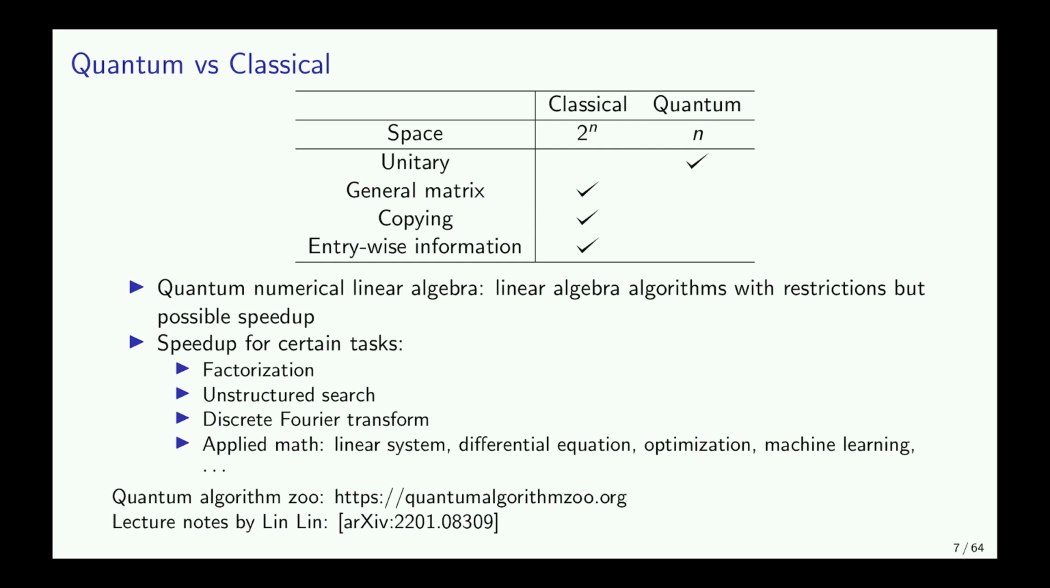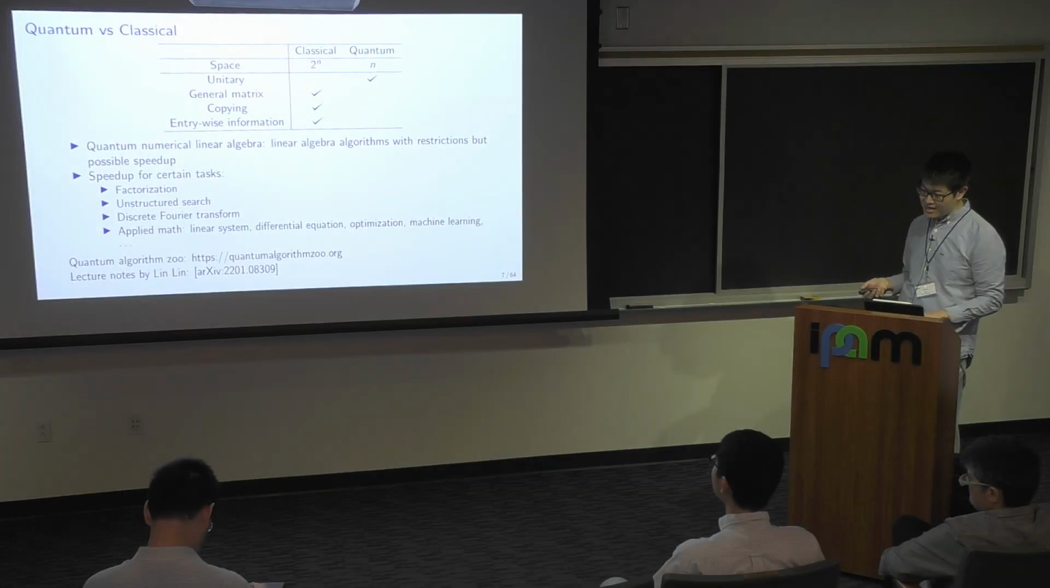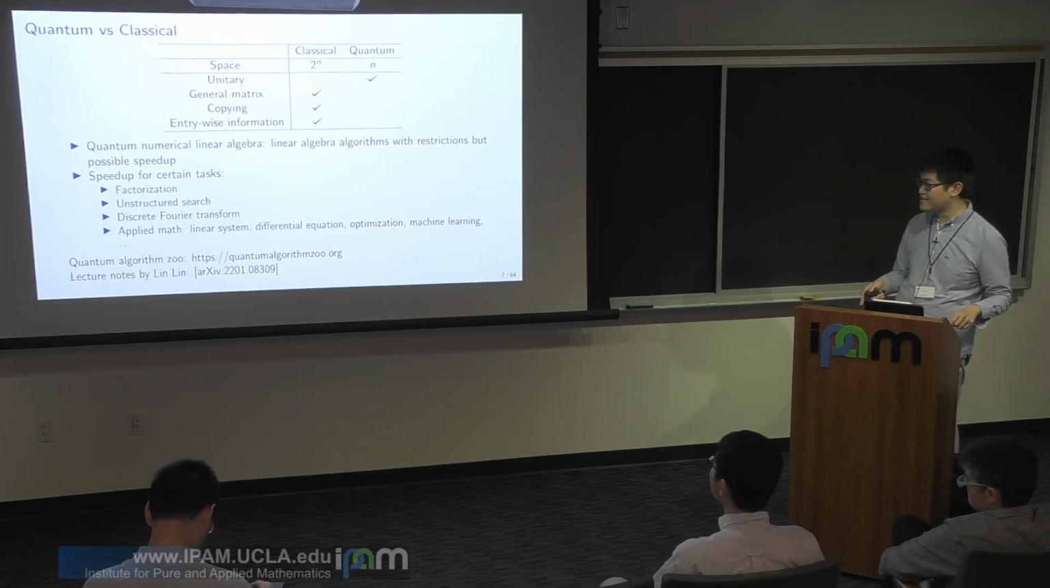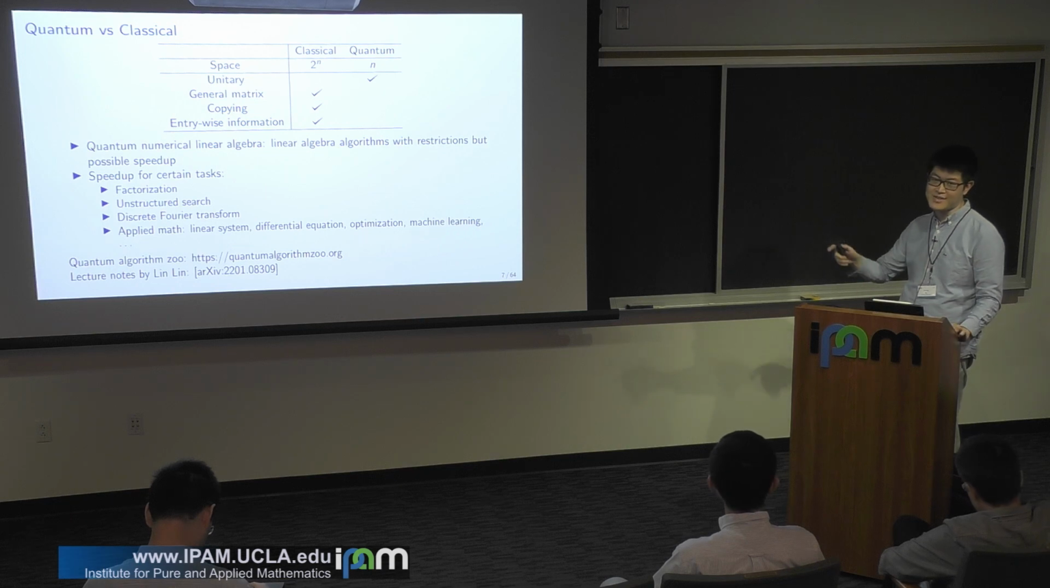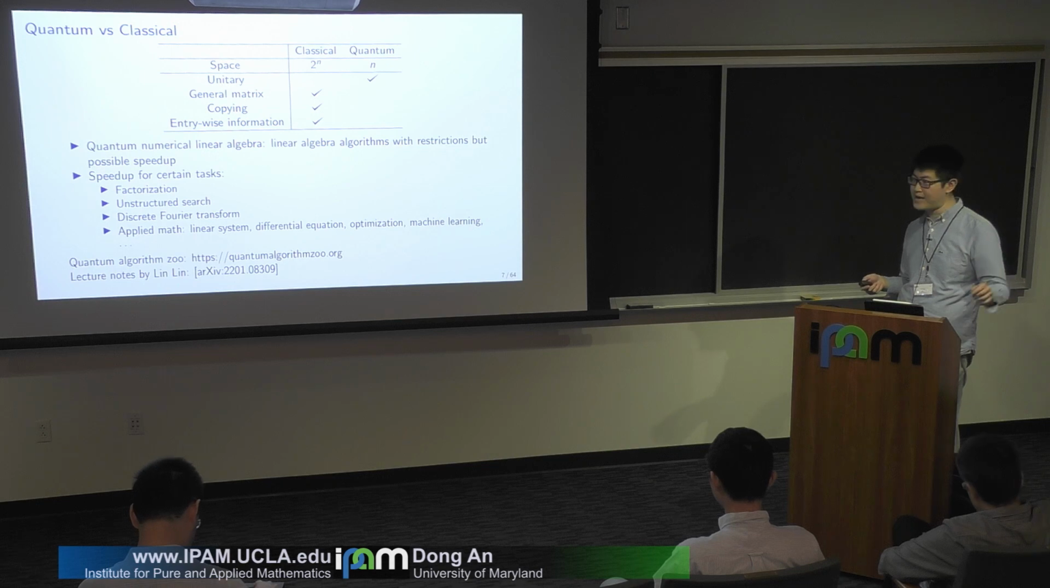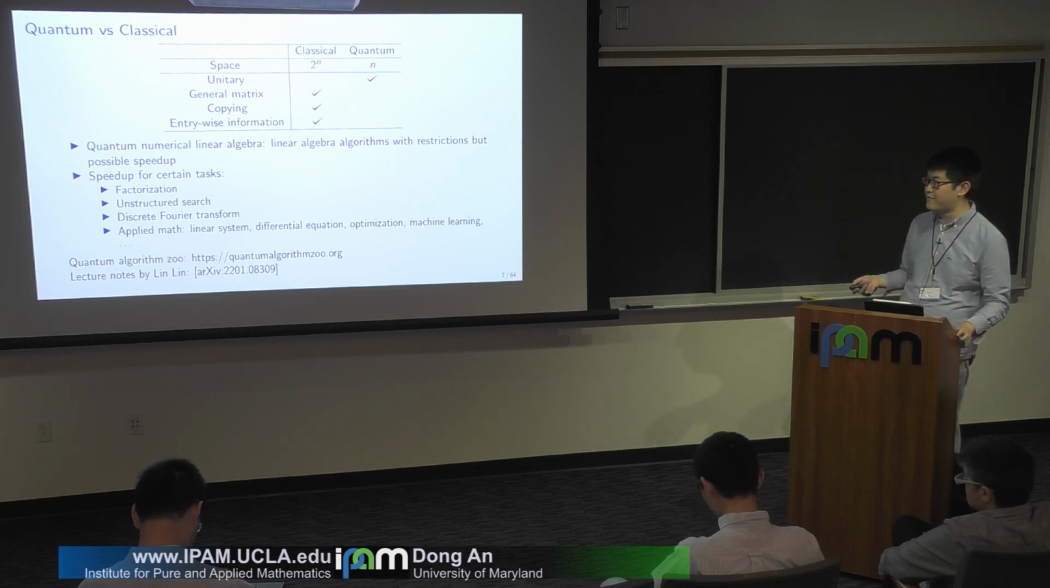But before I move on to details, I would like to mention two useful resources. The first is a website called the Quantum Algorithm Zoo. It is a list of all the available quantum algorithms in the fault-tolerant regime at the current status, and you can find a very nice summary of the task, the classical counterparts, the quantum algorithms, and many references.